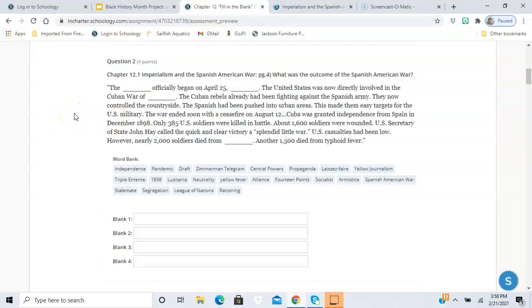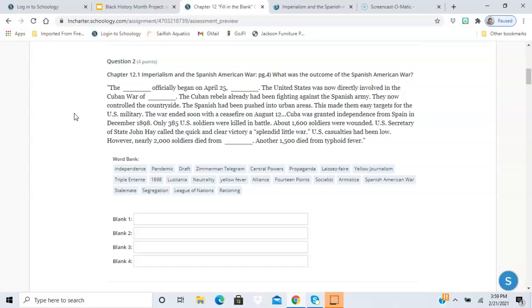And question 2 reads, the blank officially began on April 25th. Blank. The United States was now directly involved in the Cuban War of blank. The Cuban rebels already had been fighting against the Spanish army. They now controlled the countryside. The Spanish had been pushed into urban areas. This made them easy targets for the U.S. military. The war ended soon with a ceasefire on August 12th.